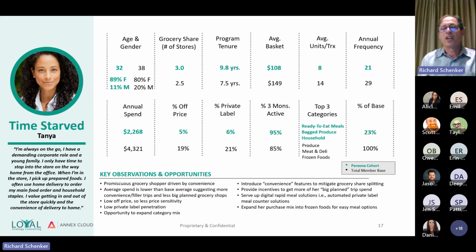So what are some of the things that we would want to do with cohorts like Tanya? We'd want to introduce her to convenience features to mitigate her grocery share splitting. We'd want to provide her incentives to get more of her big planned trip because that adds volume spend. We probably also want to serve up some digital and rapid meal solutions. So maybe automated private label meal counter solutions, and expand her purchase mix into frozen foods, which we see she is not buying. And that could be a good quick meal solution for her.